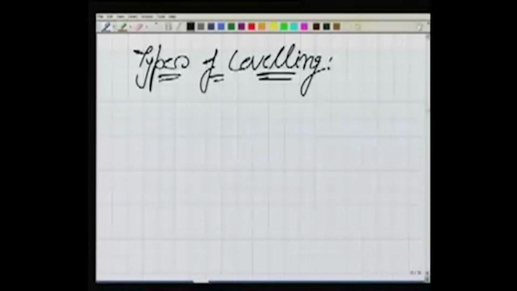Now what is the meaning of types of leveling? Types of leveling means, we have seen the simple way how leveling can be done, but actually some categories are there, and we specifically would like to name them. And how do we do leveling in those categories? This is what we are going to discuss now. Okay, in the types of leveling, we will start with the very first one, which is, say, reciprocal leveling.